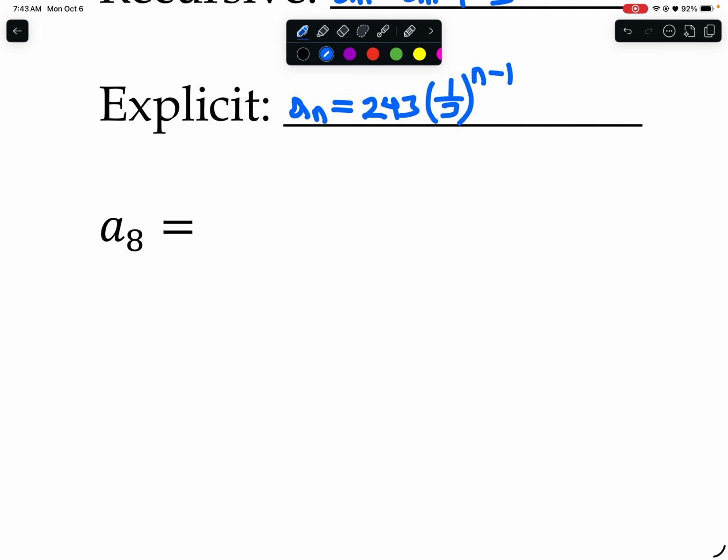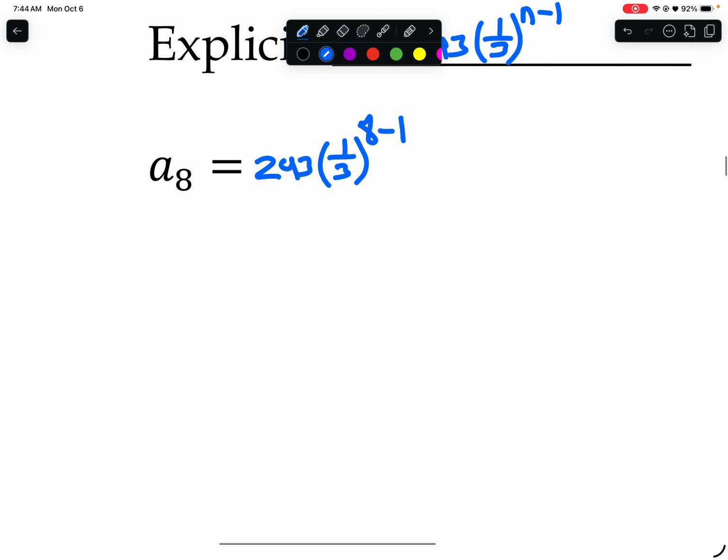So when I plug in, I want to find the 8th term. So this is going to be 243, parentheses 1/3, raised to the 8 minus 1. So when you plug that in, you actually get 1/9.